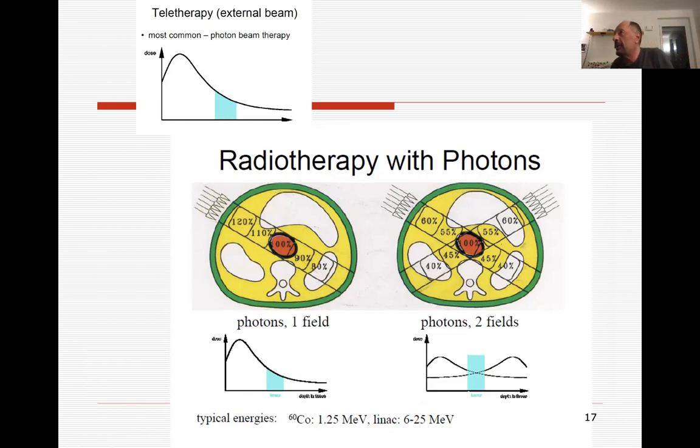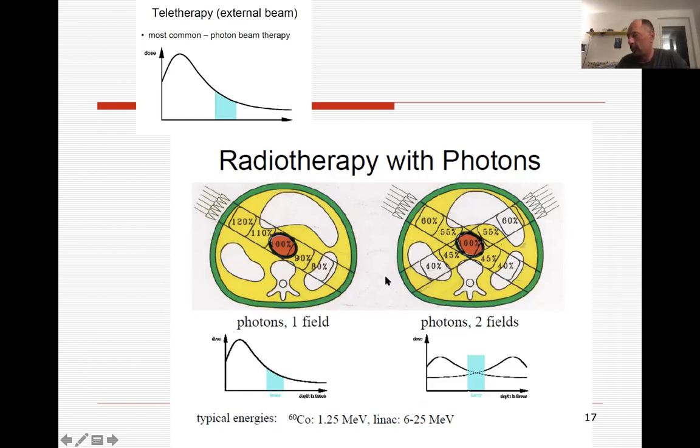cross in the tumor. Of course, the idea is that you have this crossing of the beams on the tumor, so all beams have to overlap in the tumor region in a way that you will have a higher dose to the tumor than to normal tissue. So that's why we do teletherapy.